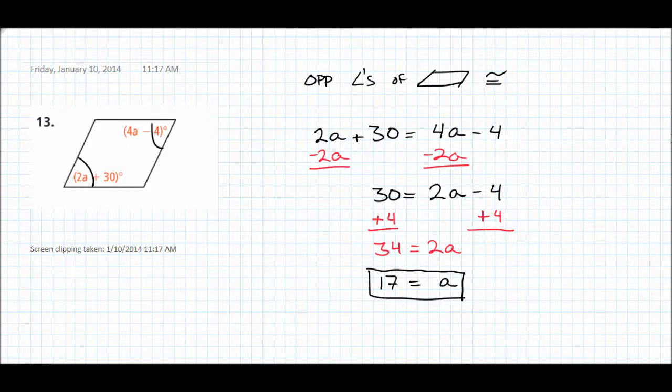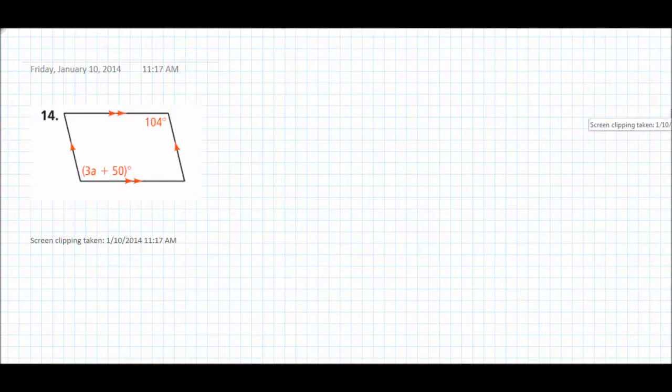Okay, going on, 14. We've got a problem here. Again, we know two parallel sides intersecting another set of parallel sides is going to make a parallelogram. So we know opposite angles of parallelograms are congruent. So we can say 3a plus 50 is equal to 104.